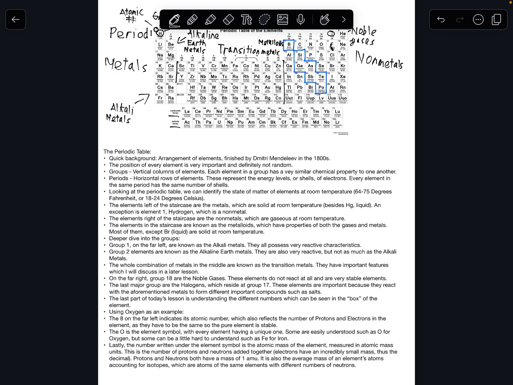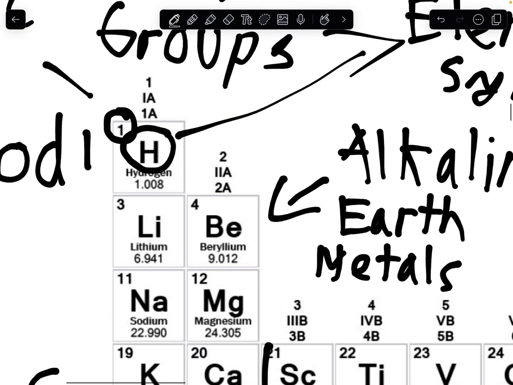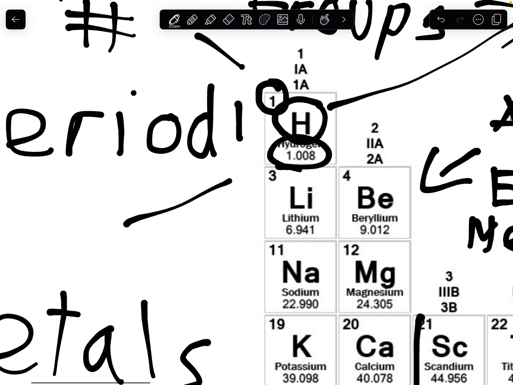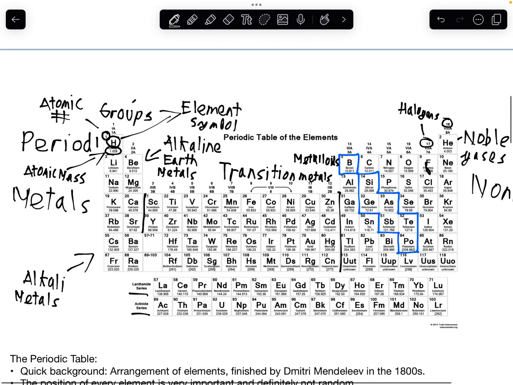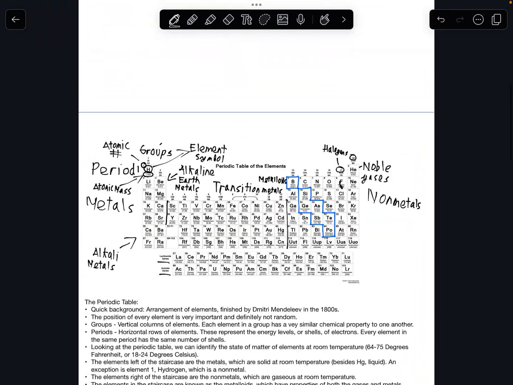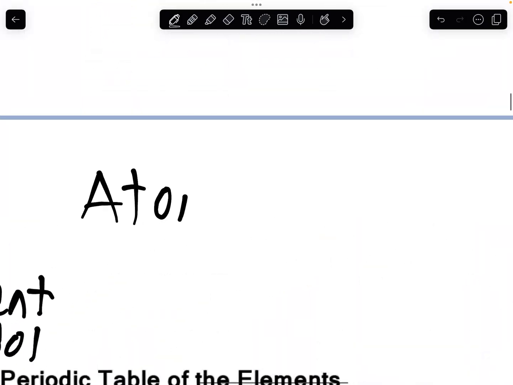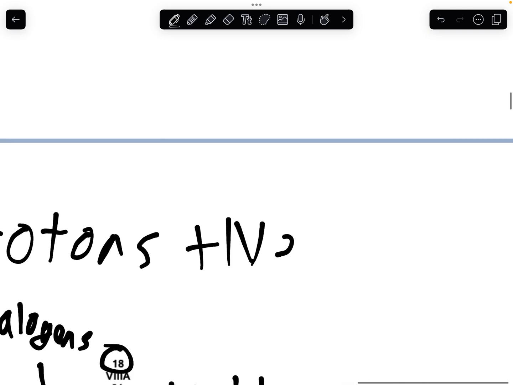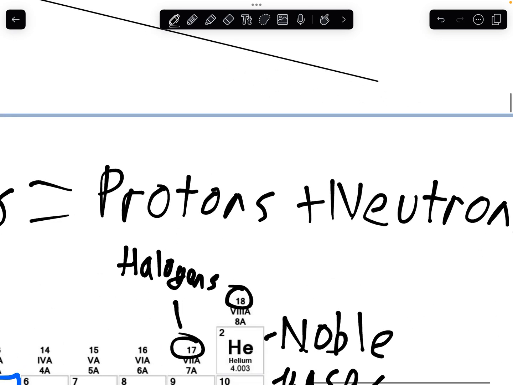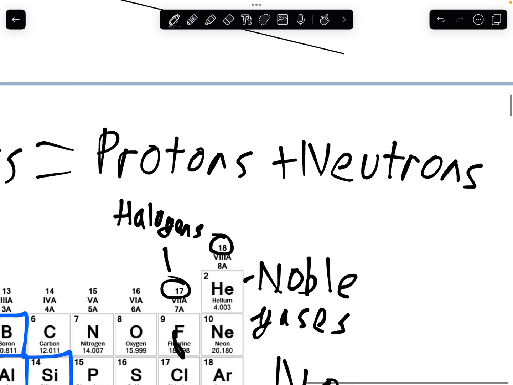Lastly, let's look at the number written underneath. This number here is known as the atomic mass. The atomic mass is the sum of protons plus neutrons. That's one way. Well, you already know the protons, so this would be how you find the neutrons.